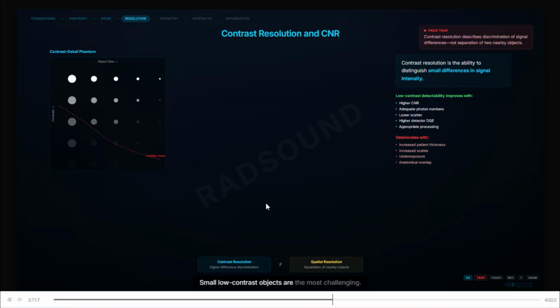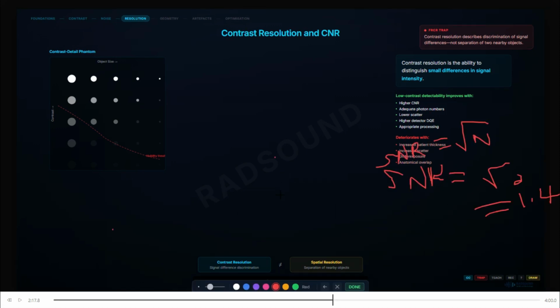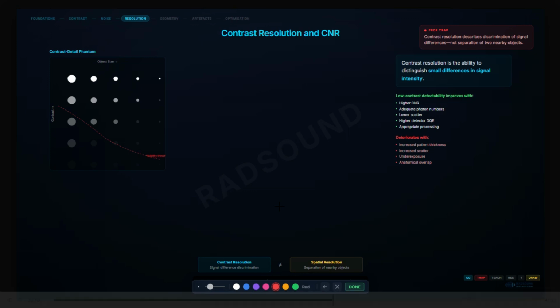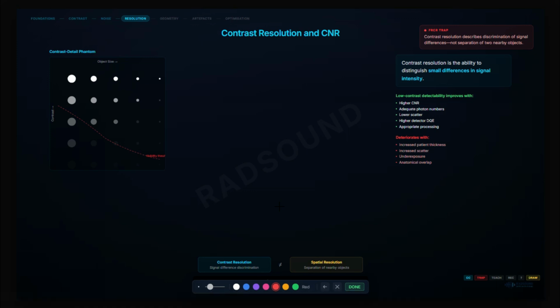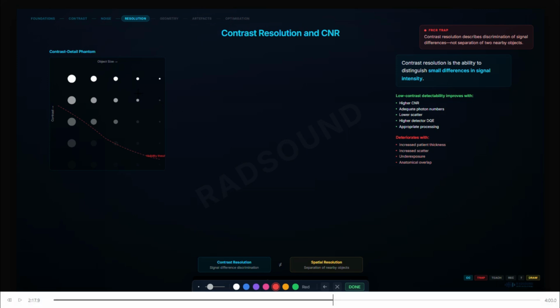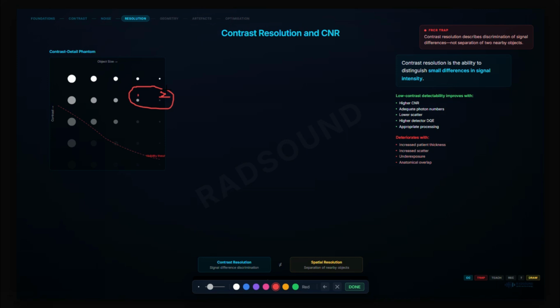What about spatial resolution? As I mentioned, contrast resolution is not equal to spatial resolution. So what is spatial resolution? Spatial resolution is the ability to display two closely separated objects as distinct. Like this one and this one, 1, 2. This is the ability to show two nearby objects separately. This is what we call spatial, in the space, or the way they are presented in the space. So this is what we call spatial resolution.